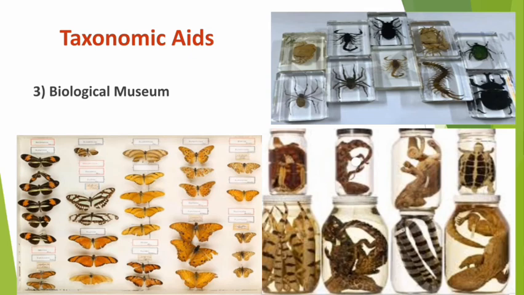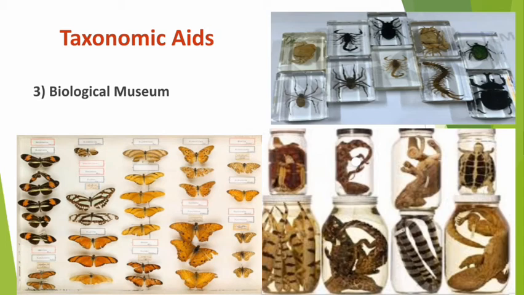In the first one you may see some arthropods, different types of spiders, and how they are preserved. Whenever you visit any institute, especially a biology lab, you may find this kind of sample. Then in one picture you will see different types of butterflies, and how they are preserved. Another picture shows amphibians or reptiles, different types of lizards, then snake, then this tortoise, preserved.